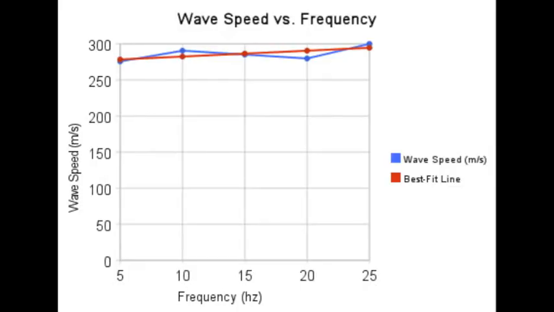Speed or velocity equals frequency times lambda. This is a graph showing the relationship between wave speed and frequency. If velocity equals frequency times wavelength, then the relationship between velocity and frequency is velocity divided by wavelength.